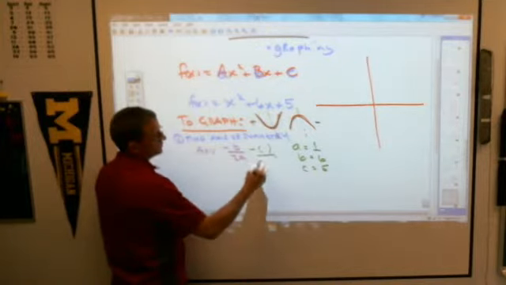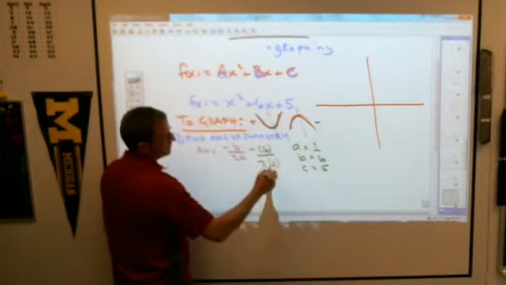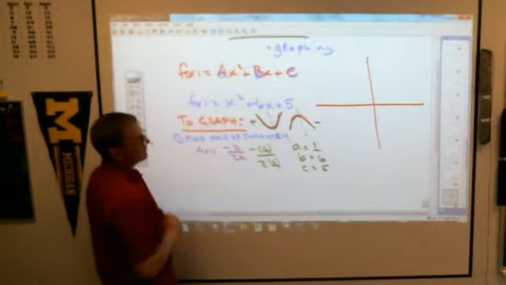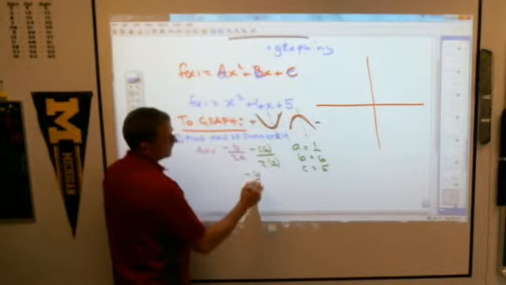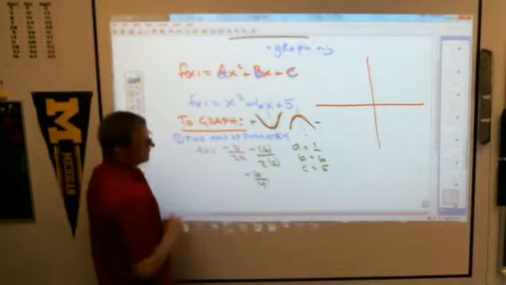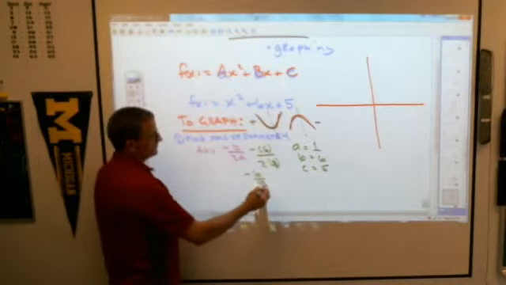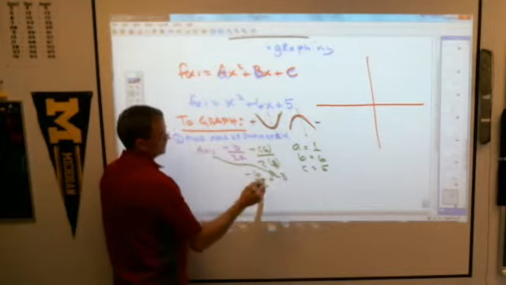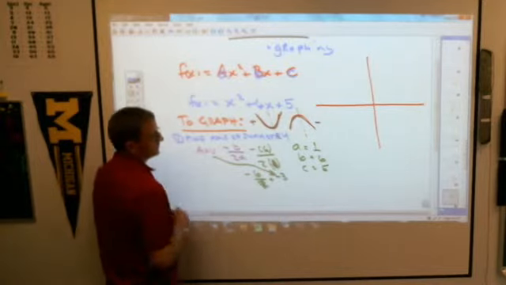Negative b over 2 times a. Negative b is negative 6. 2 times a is 2. Oh, great. Does it not equal a nice even number? Why did they pick this one? Anyways, your axis of symmetry happens to be negative 6 over 4. I really didn't want to pick that one. But no, a is 1. That's why it was. a is 1. So good. My axis of symmetry is negative 3. Thank goodness that was wrong. Sometimes it's good to be wrong. It's hip to be squared.